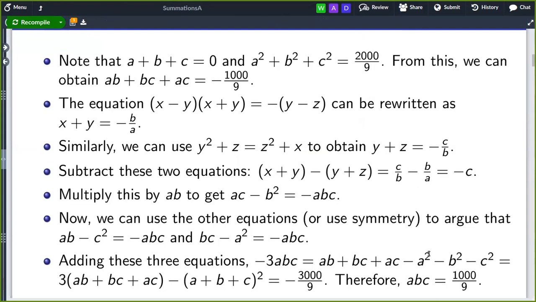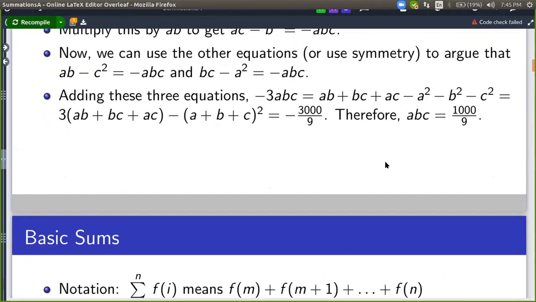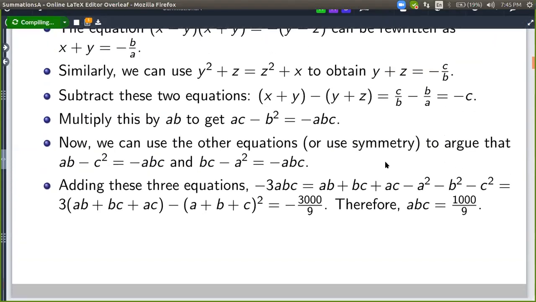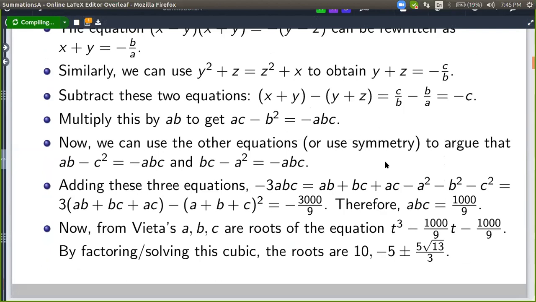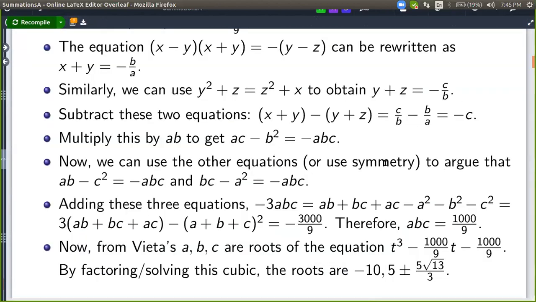So now we have A plus B plus C, AB plus BC plus AC, and ABC. So then we can write a cubic equation that has the roots A, B, and C. And this is because of Vieta's formula. So we have that the equation t cubed minus 1,000 over 9 t minus 1,000 over 9 equals 0 has the roots A, B, and C.